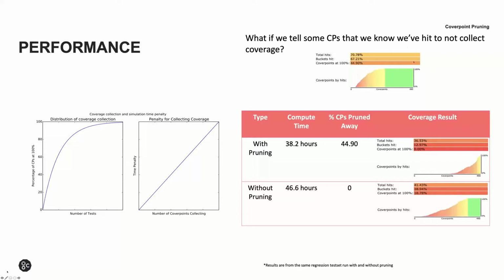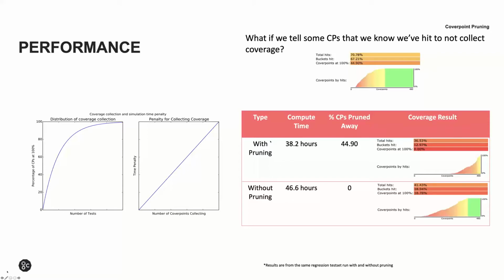I've taken a sample regression here to prime my runs with. This is a regression I've run ahead of time. In that regression, I've hit nearly 45% of cover points at 100%. So I'll now disable those cover points that I've hit at 100%, and I'll see what I gain in terms of runtime. I then run another regression, one with cover points pruned and one without, using the exact same seed. So this is running the exact same tests.